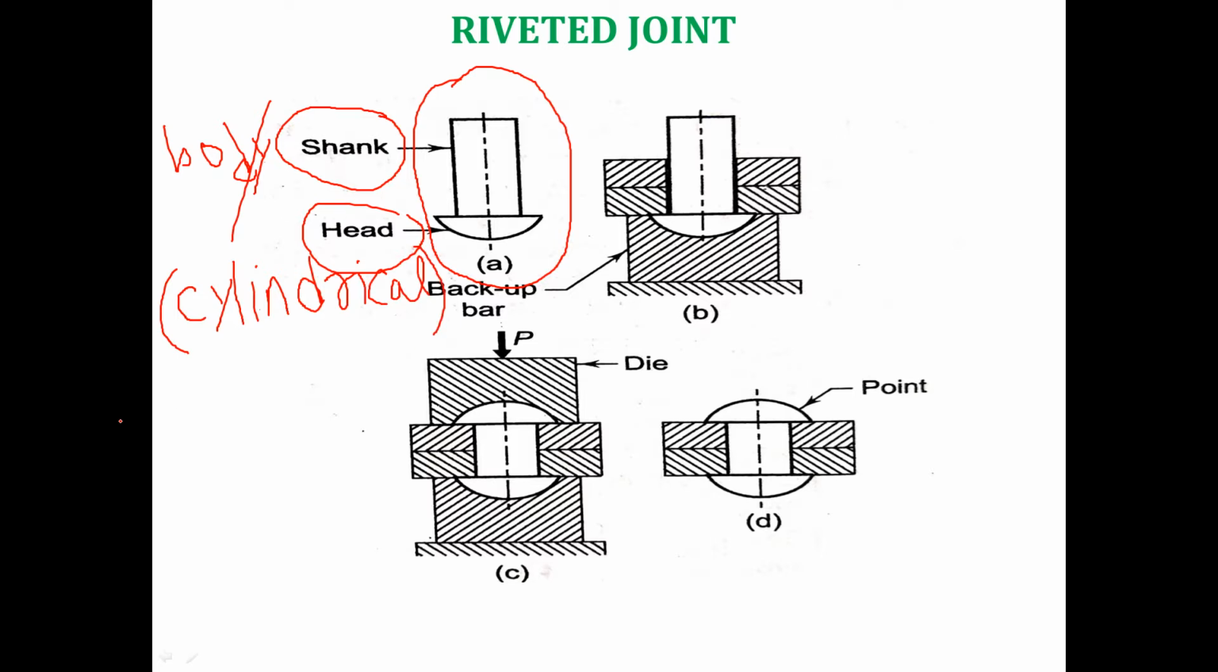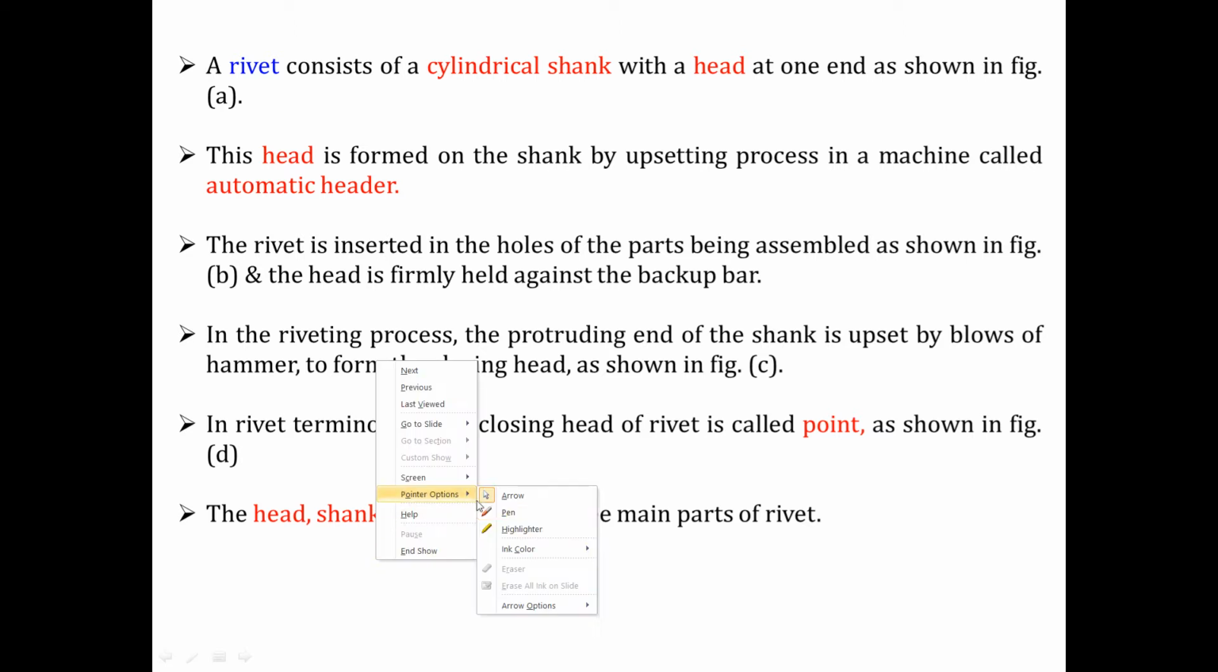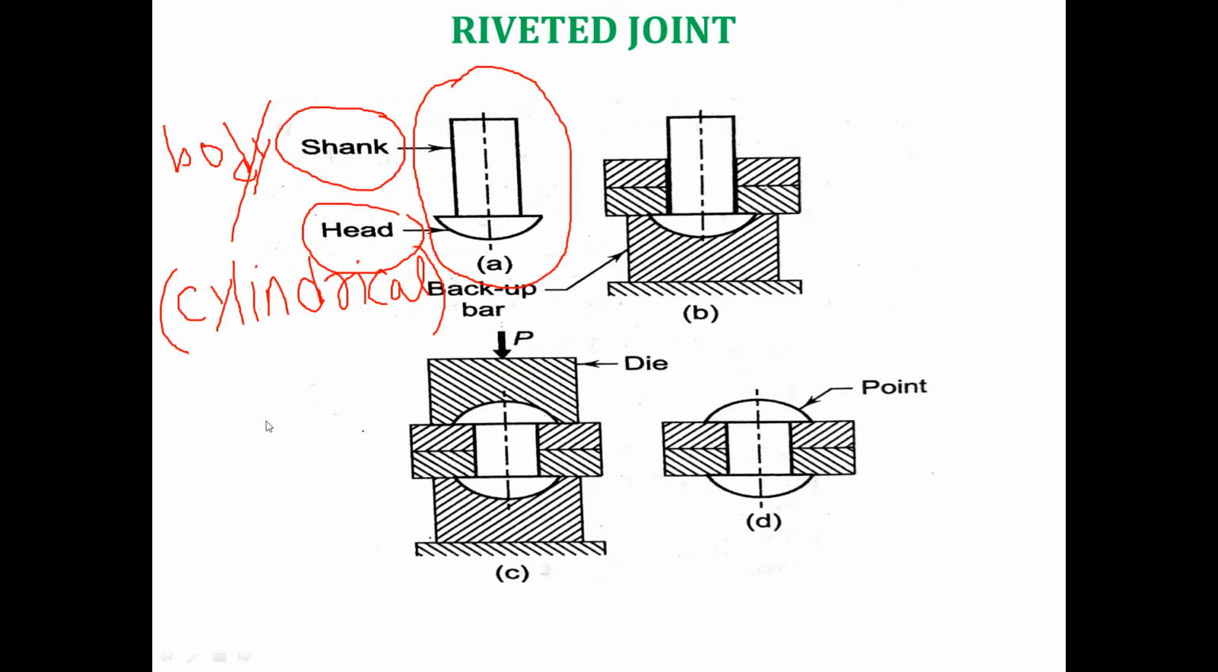And the third portion is called the point. The third portion of the rivet is called the point. Basically, a rivet consists of three parts: head, shank, and point. Which is my point? This is my point.